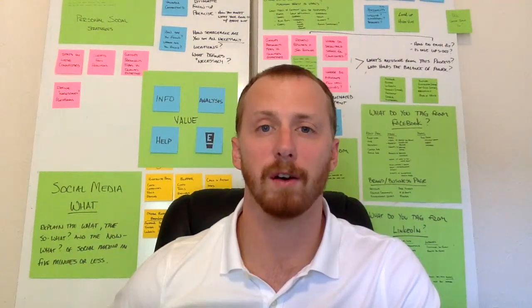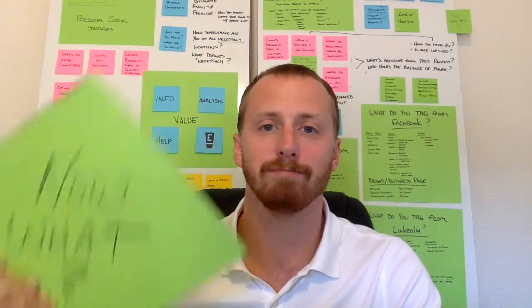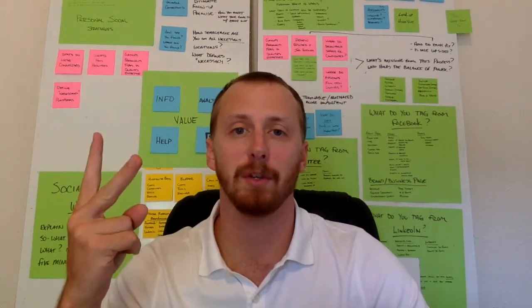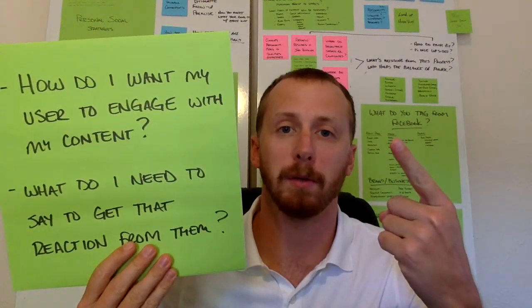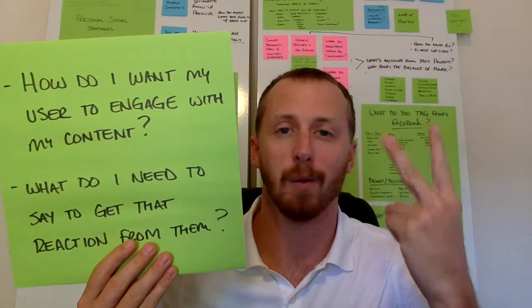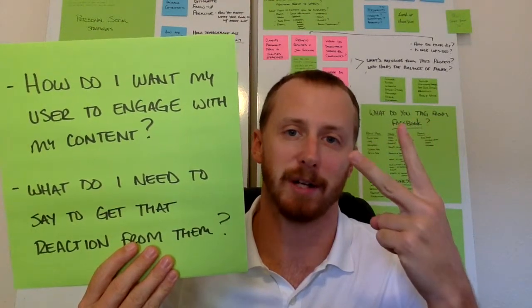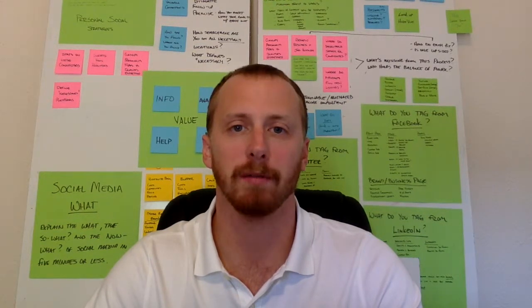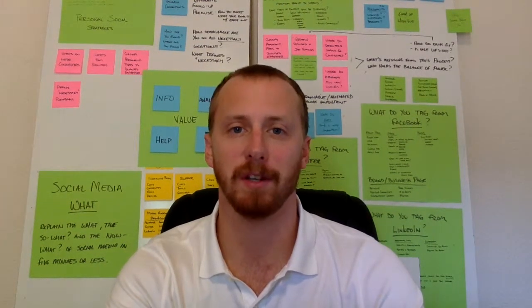Now that we've defined our calls to action, we know how we can use them and how they can benefit us, we can move on to the now what. So now we need to start looking at our content and asking our two questions. How do I want my user to engage with my content? And what do I need to say to get that reaction from them? Asking these two questions is going to help you form your call to action, as well as help you define the value that's in your content.